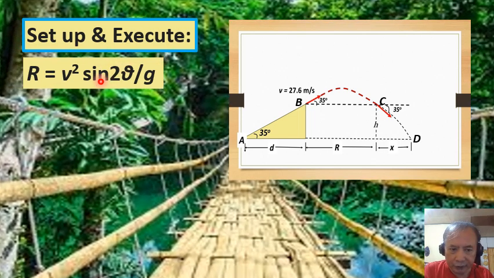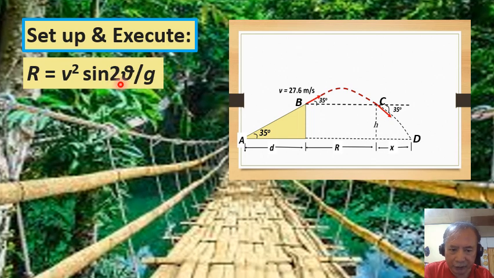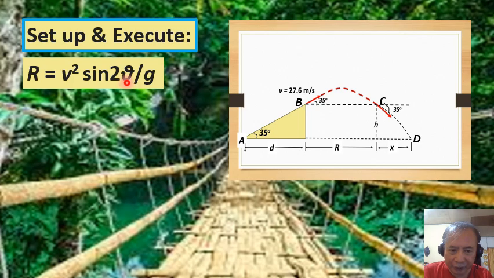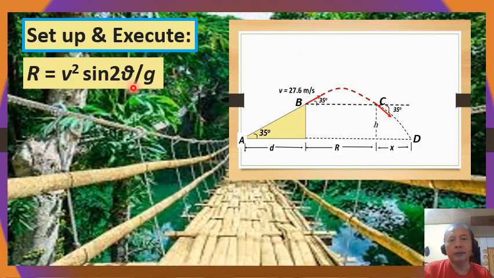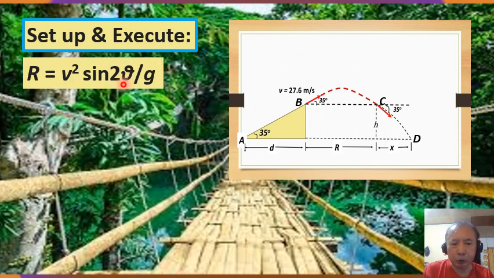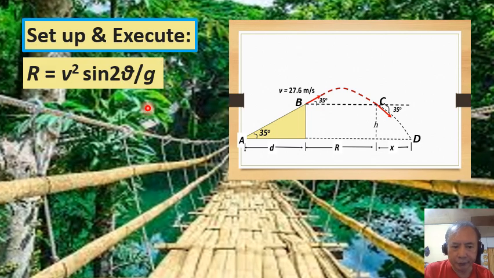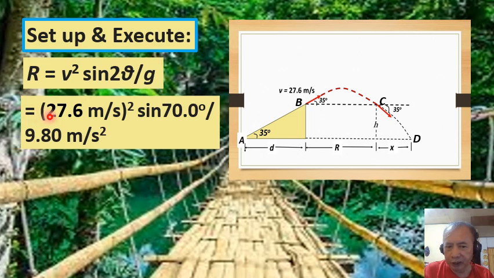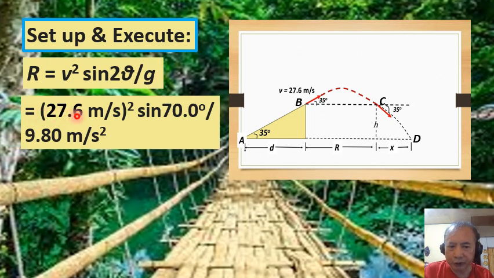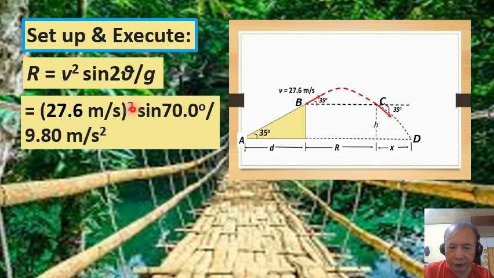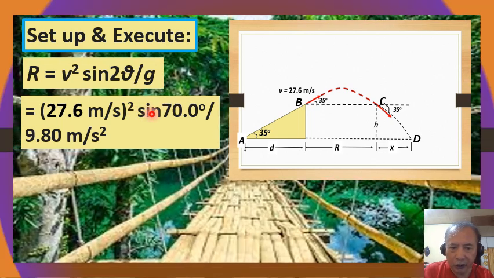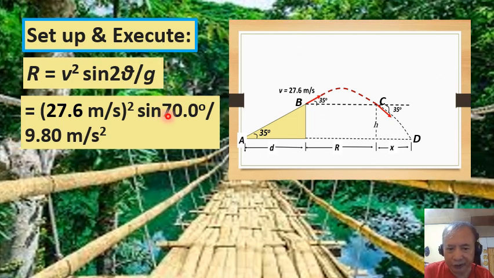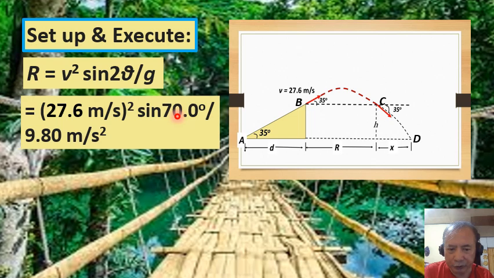All right. The meaning of sine 2 theta is that before determining the sine value of the angle, we first multiply the given angle by 2. All right. Or big R is equal to the initial velocity, 27.6 meters per second, then square it, and then multiply it by the sine of the angle 2 times 35.0 degrees, which is 70.0 degrees.